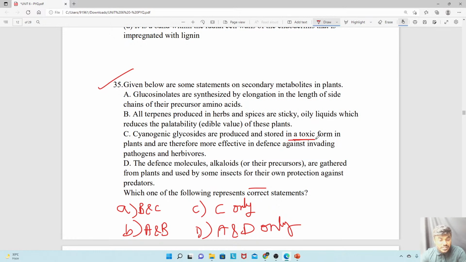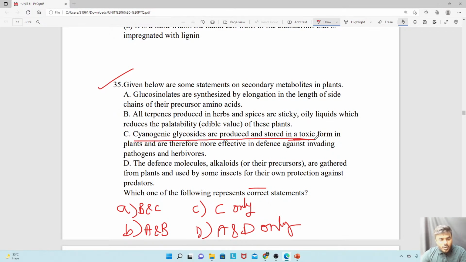Sumaya has given the correct answer. How can it be stored in the toxic form? How many times have I told you? Forget about cyanogenic glycoside. Every secondary metabolite, whenever it is present in the plant body, keep it in your mind: whenever they are present in the plant body, they are in the inactive, non-toxic form. When the plant gets crushed or damaged, only then is the non-toxic form converted into the toxic form. Then how can option C be correct?